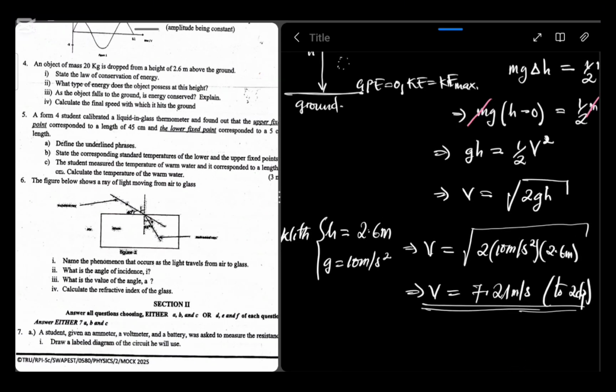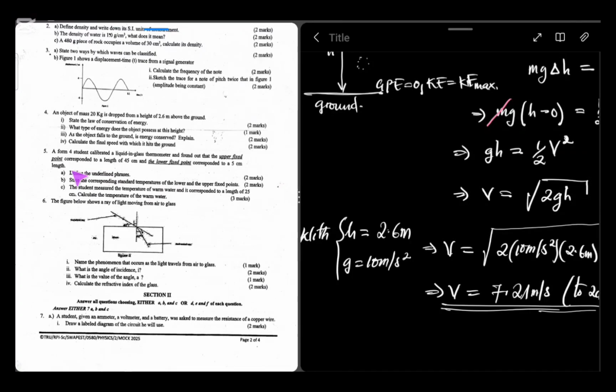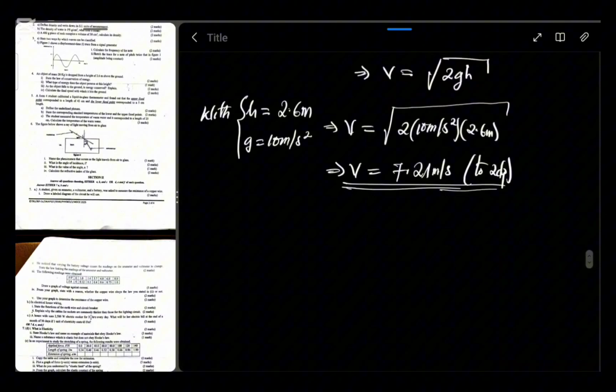Okay, now moving over to question 5. Question 5 says a Form 4 student calibrated a liquid in glass thermometer and found out that the upper fixed point corresponded to a length of 45 centimeters and the lower fixed point corresponded to a length of 5 centimeters. A. Define the underlying phrases, for 2 marks. B. State the corresponding standard temperature of the lower and upper fixed points, 2 marks as well. And C. The student measured the temperature of warm water and it corresponded to a length of 25 centimeters. Calculate the temperature of the warm water. Okay, so question 5.